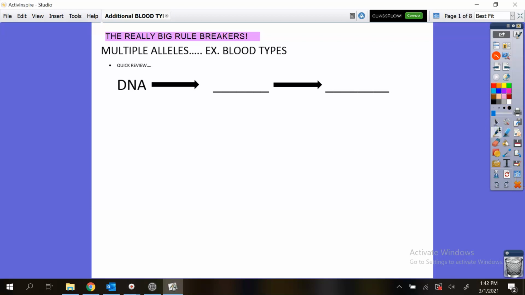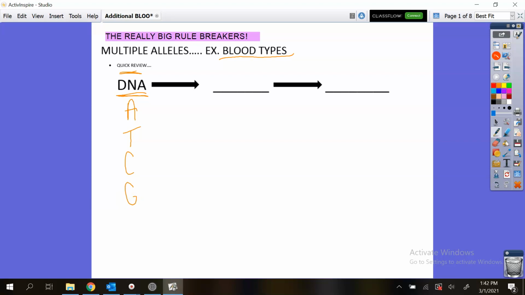So first, this is just a little extension of the notes on blood types. Remember, blood types are an example of multiple alleles, but first let's do a quick review. Our genetic code all comes from our DNA. Remember the letters in DNA, the nitrogenous bases, are A, adenine, thymine, cytosine, and guanine, right?